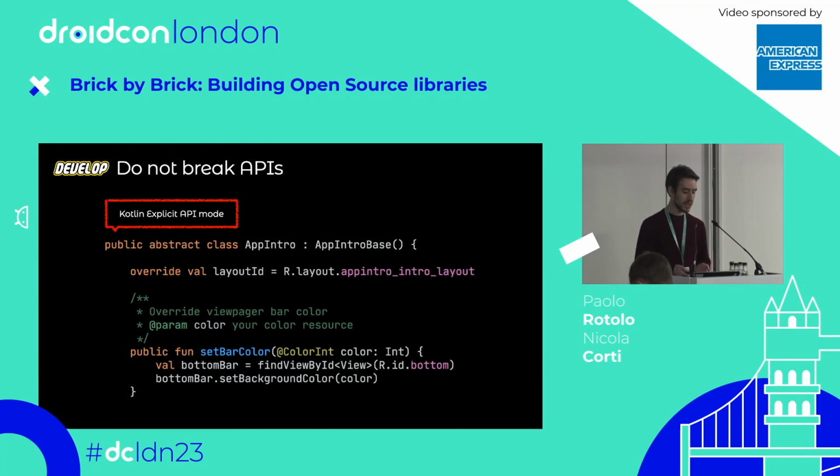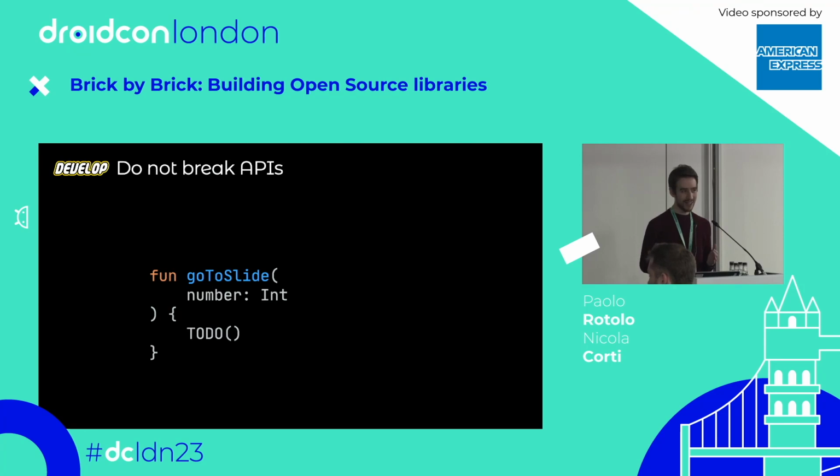And also, Kotlin explicit API mode forces you to explicitly specify the return type of the function and the type of each variable. For example, if the type is implicit, it's easier to be changed by mistake. You don't want to break your APIs, right?